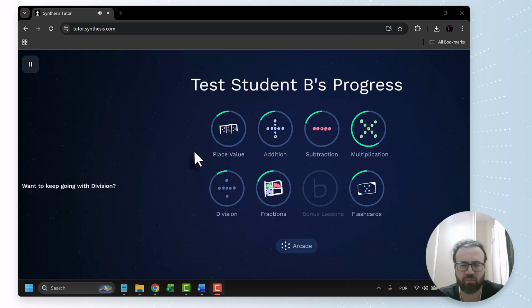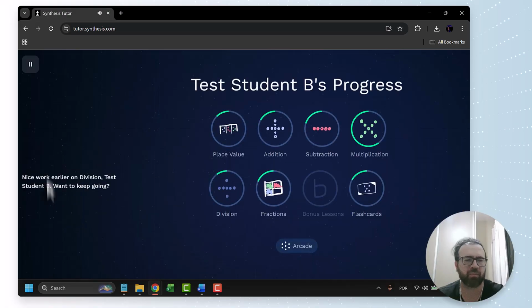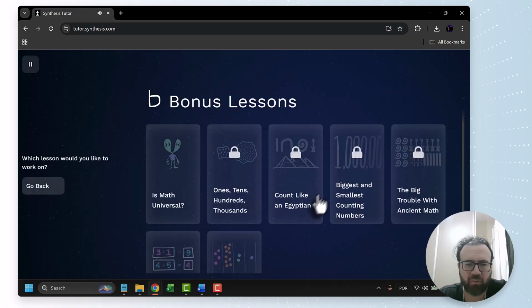Want to keep going with division? Choose a lesson from the timeline. Okay. Nice work earlier on division, test student B. Want to keep going? Which lesson would you like to work on?